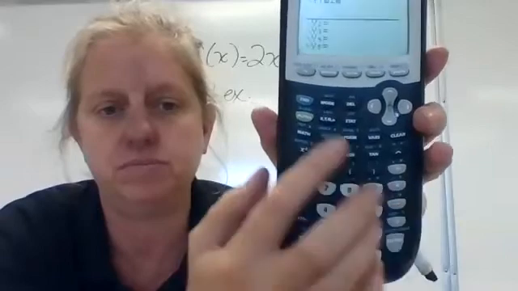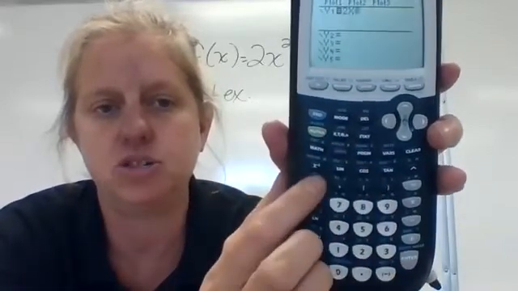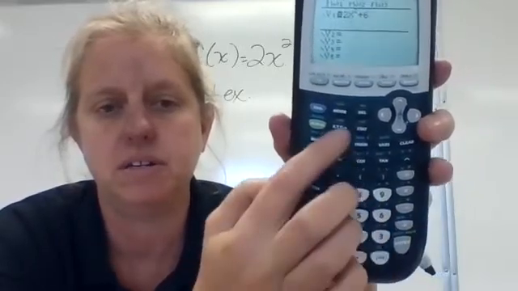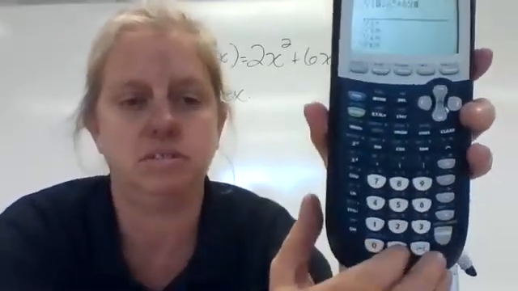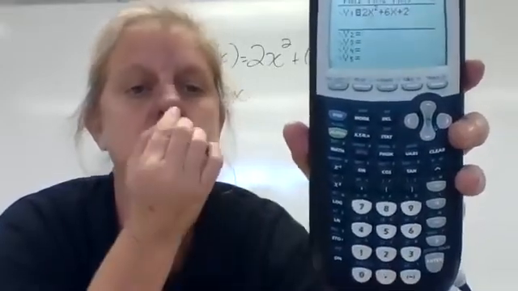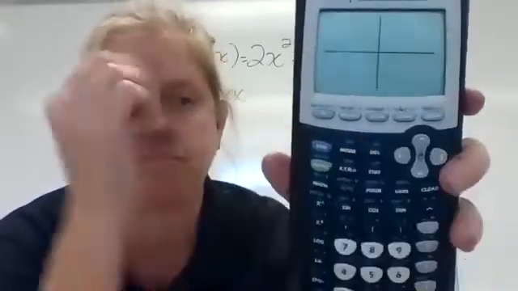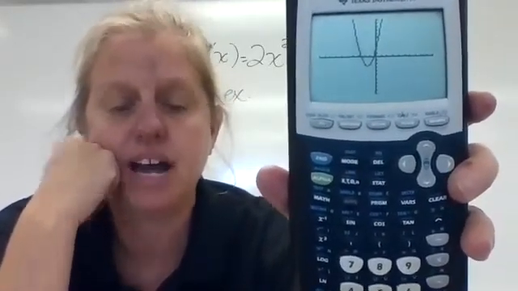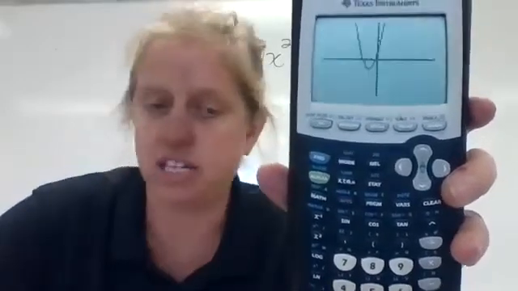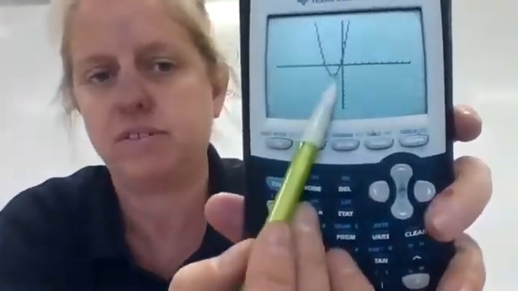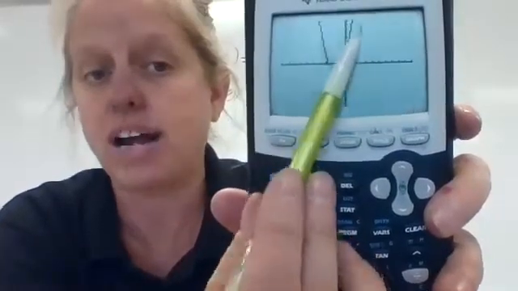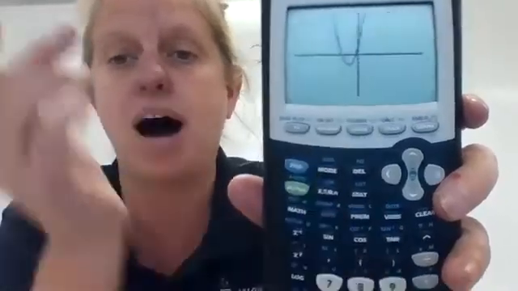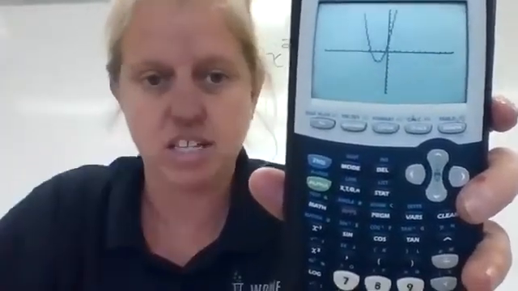So 2 and your x and your squared plus 6x plus 2. And then graph it. So here's my parabola. Now I can find the vertex, right? This vertex is this point right here. So when it's a regular parabola and you're asked to find the vertex, you're finding the minimum, right? The bottom number down here. So let's tell it that.